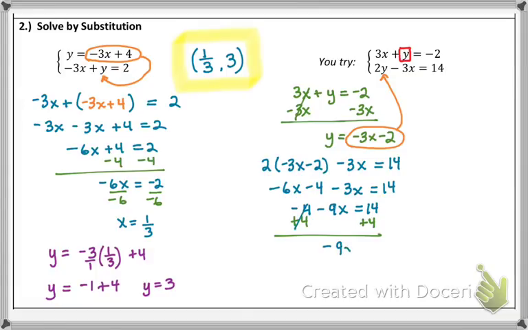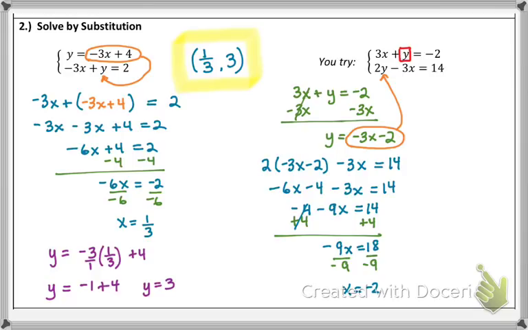Negative 9x is equal to 18. Divide both sides by negative 9, and x is equal to negative 2. Okay, and then again, once you've solved for x, you can put it back into any one of the original equations just to be safe, to check to solve for y.